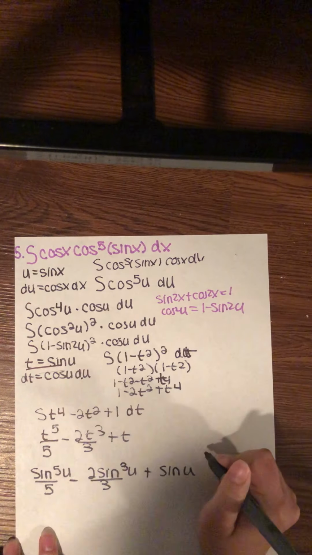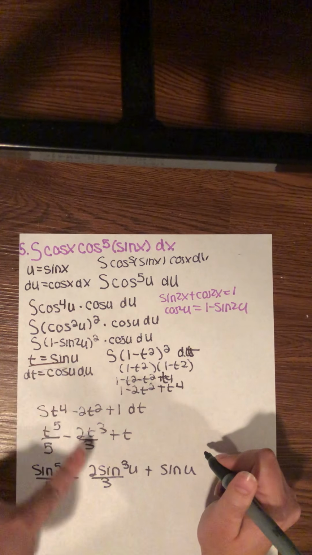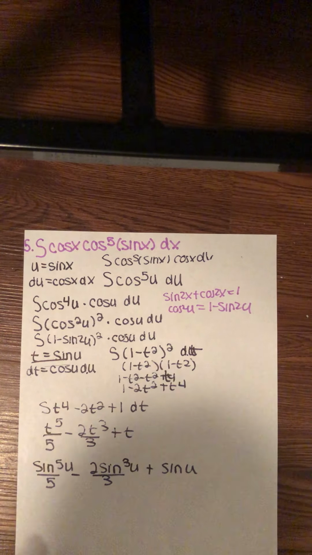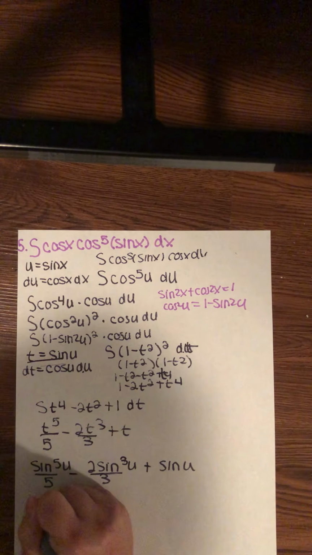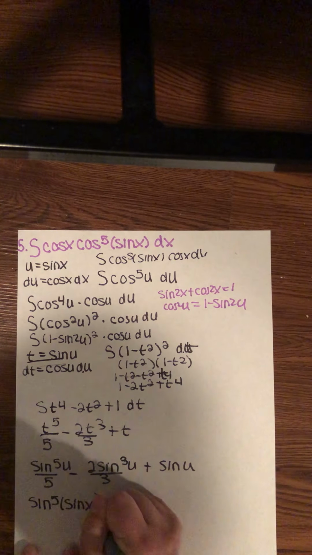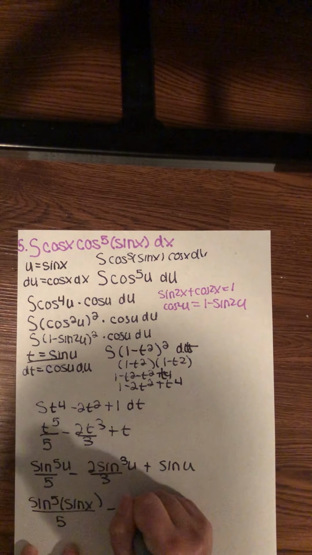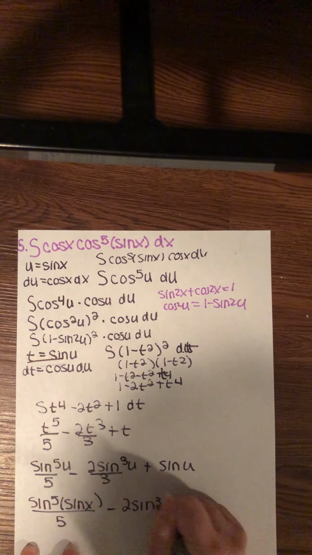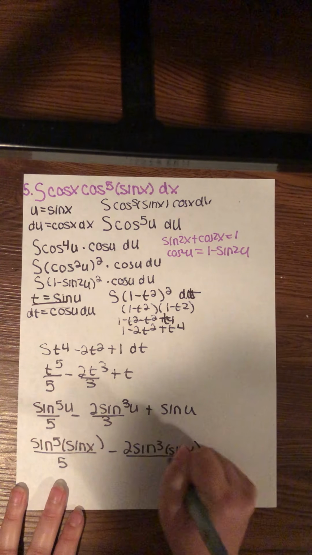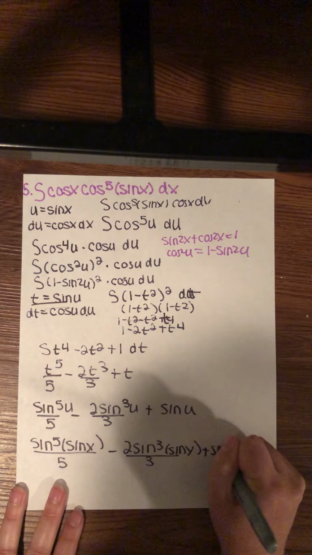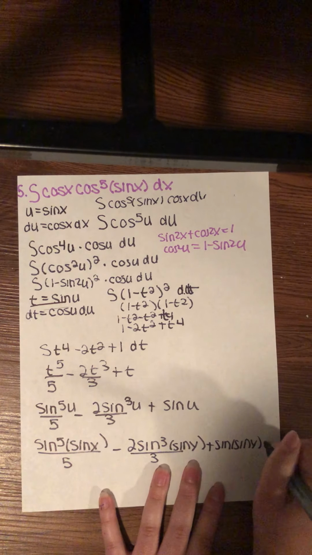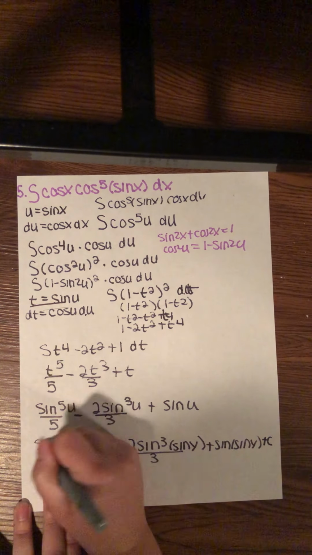And we're not done, because we just did the first substitution. Now we need to use the initial substitution and put that back in so we can get everything back to x again. So u is sine x, so it's sine^5 of sine x over 5 minus 2 sine^3 of sine x over 3 plus sine of sine x plus C. And that is our final answer.